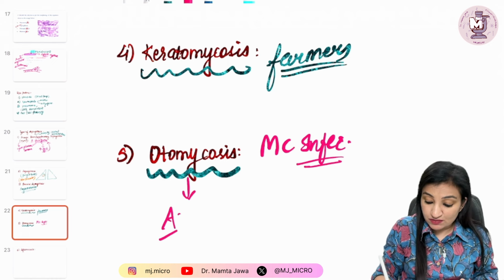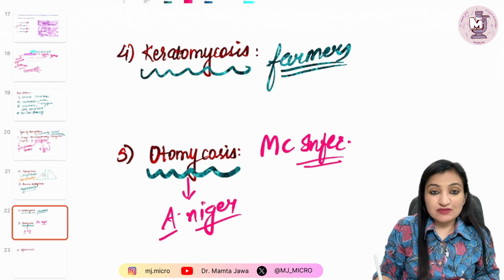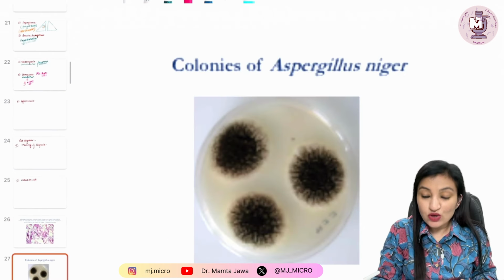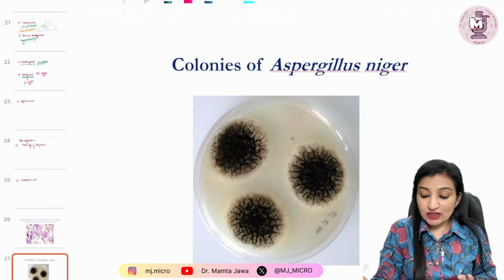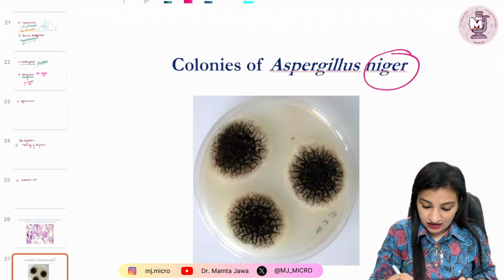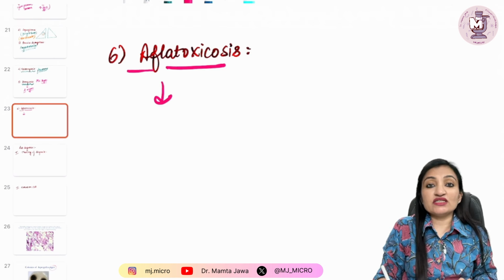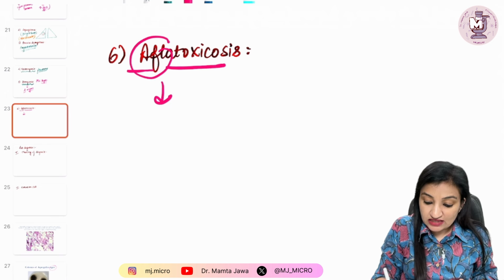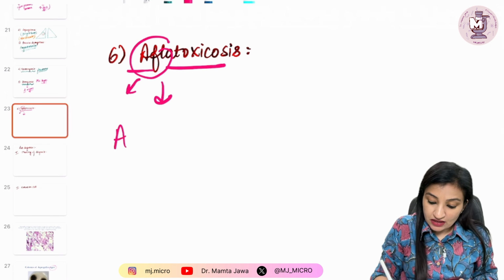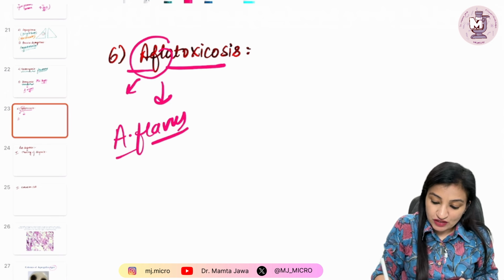और इसका most common species causative कौन सा है? Aspergillus niger. Now look at this guys, this is how the colonies of Aspergillus niger look like. Niger का मतलब ही क्या होता है? Black. Remember this. ठीक है, then aflatoxicosis क्या है? This is not an infection, it is intoxication. Afla कहाँ से आया? It comes from what? Aspergillus flavus, which produce what?